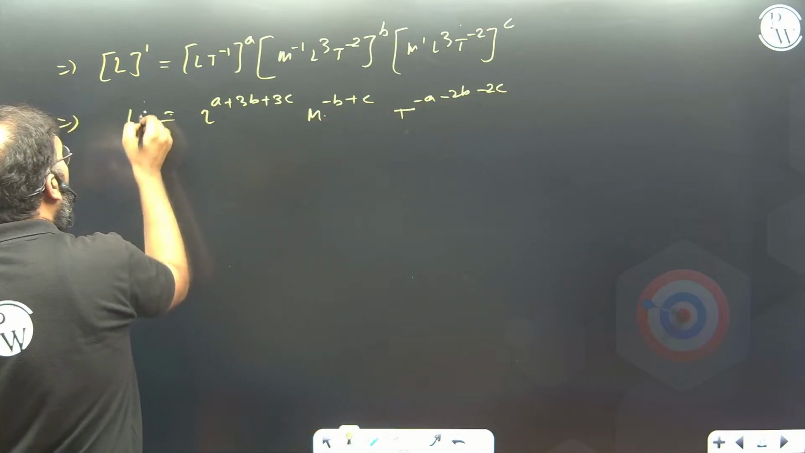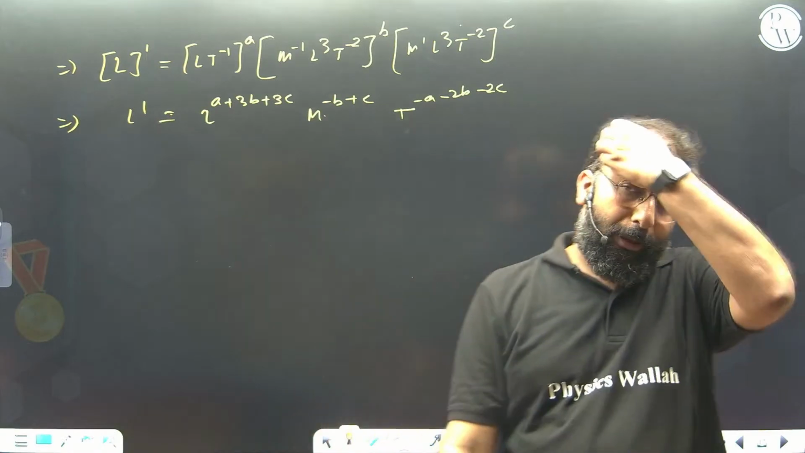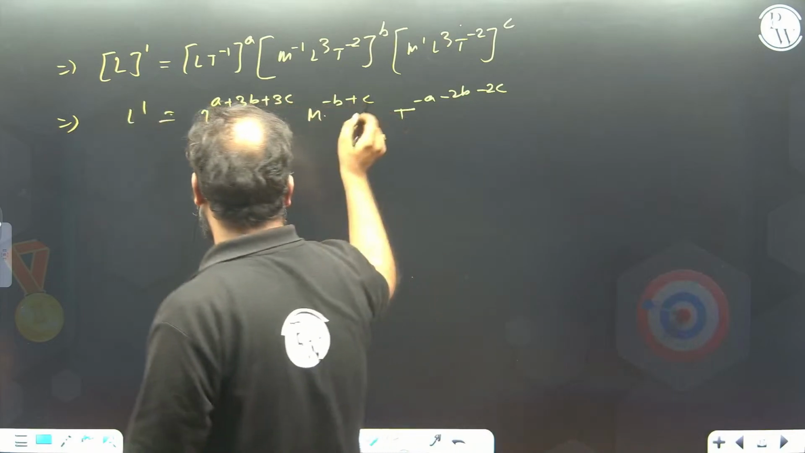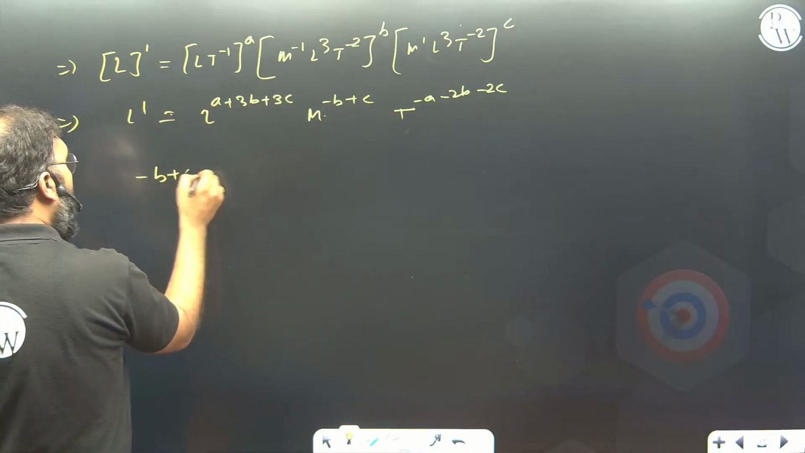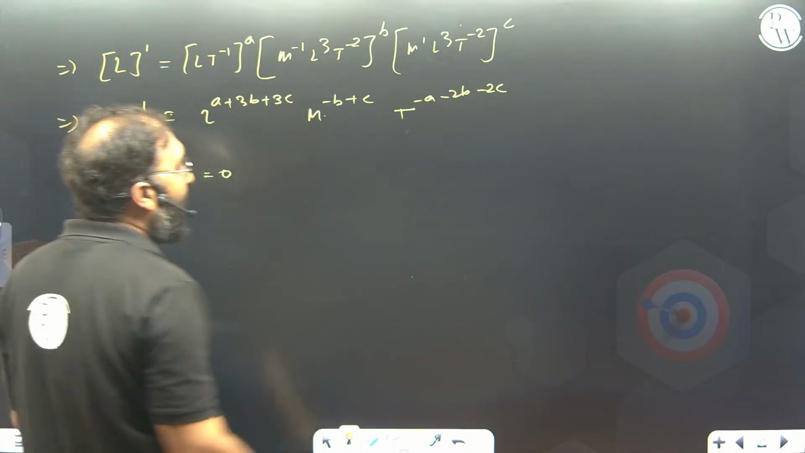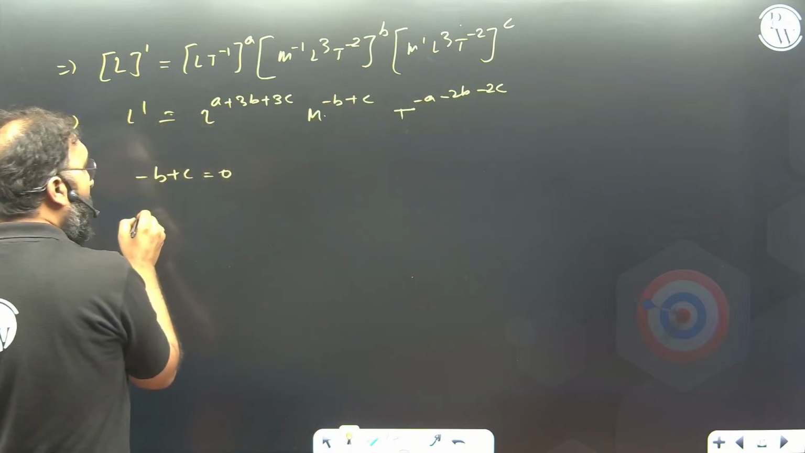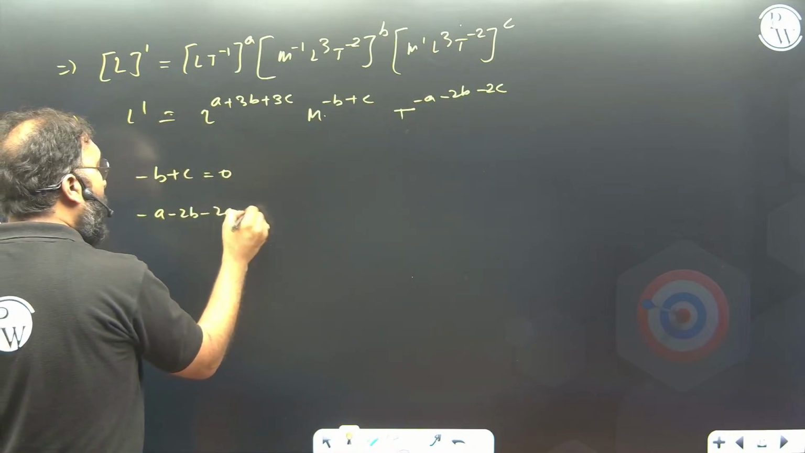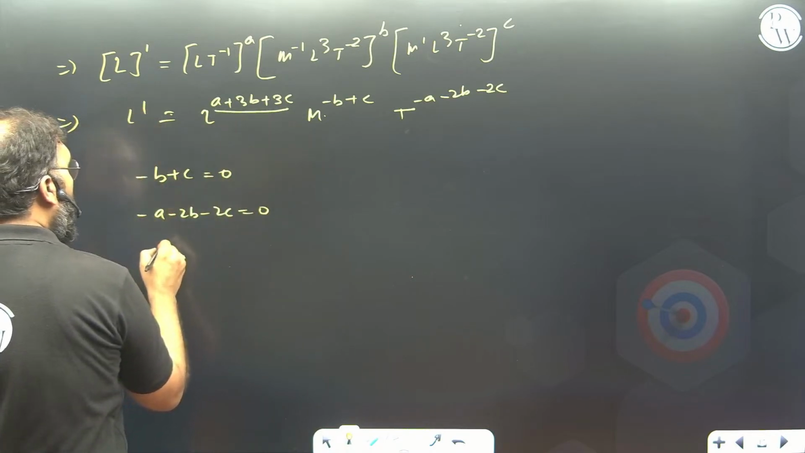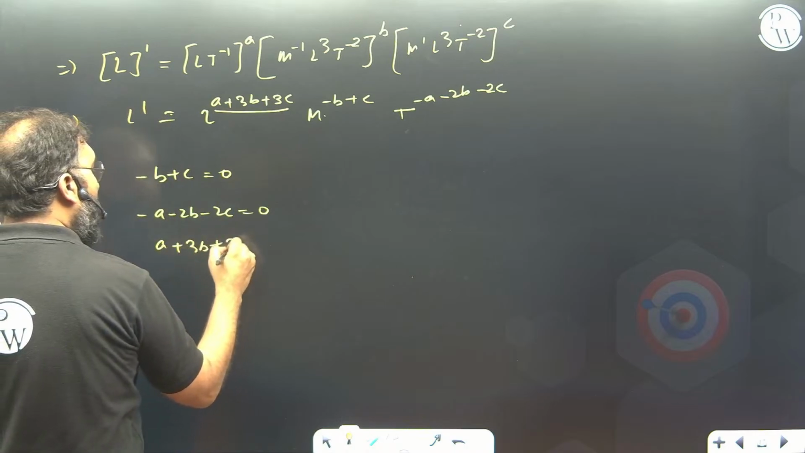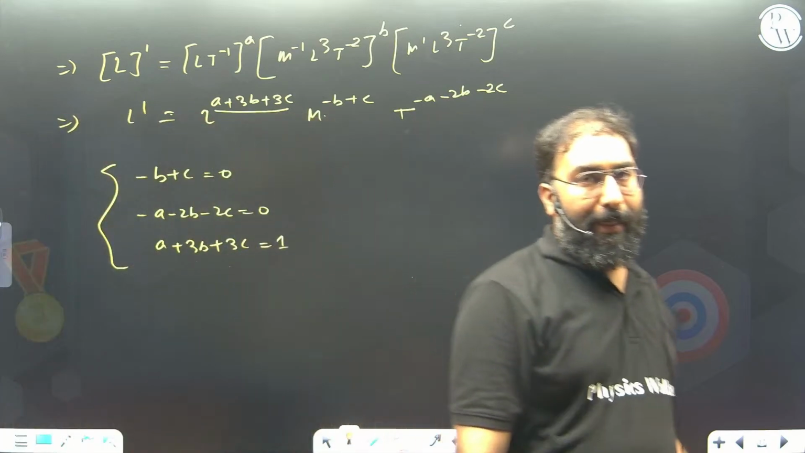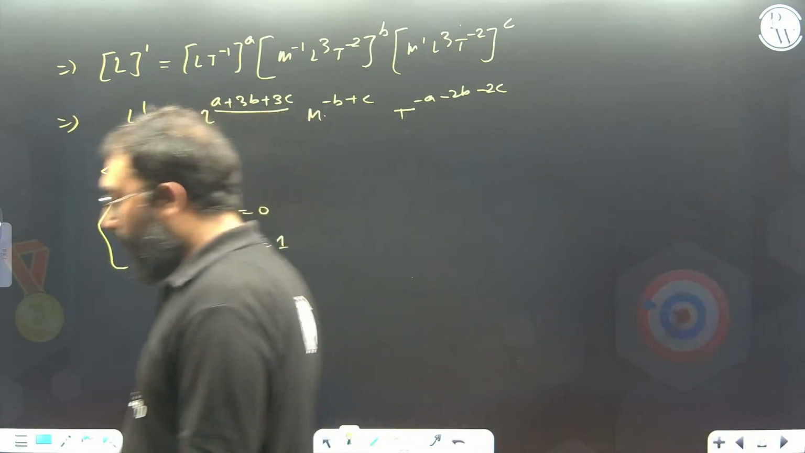And on the left hand side I am only having L, so there is no power of M. So the total power of M has to be 0. So the first equation I am writing is minus B plus C equals 0. Then here there is no dimension of time, so this entire quantity has to become 0: minus A, minus 2B, minus 2C equals 0. And the power of L has to be equal to 1, so A plus 3B plus 3C equals 1. So these are three equations. Just solve for the values of A, B and C and you will get the final answer.